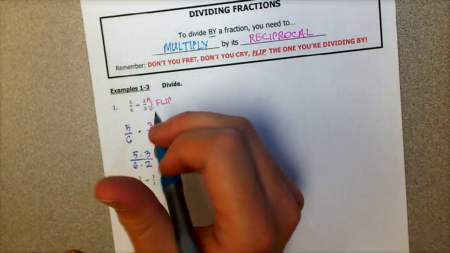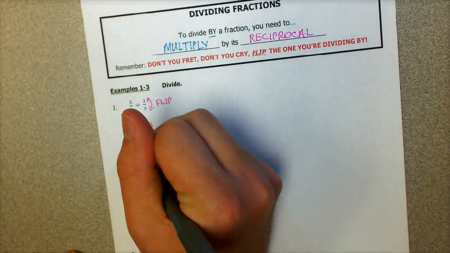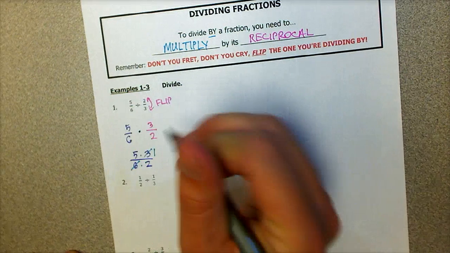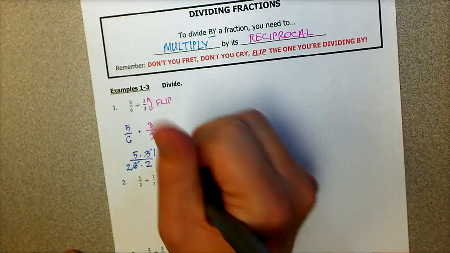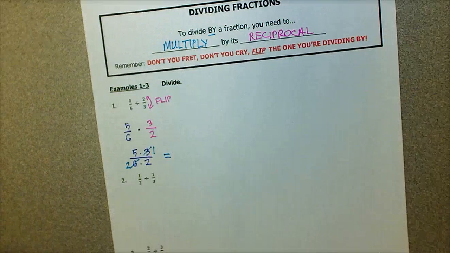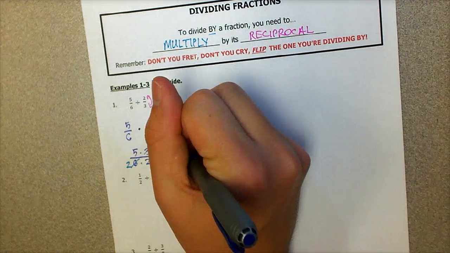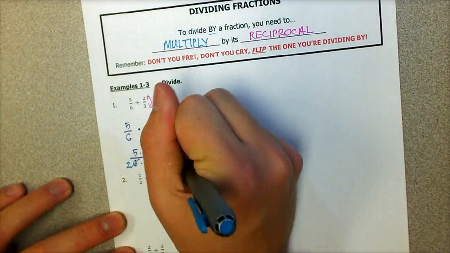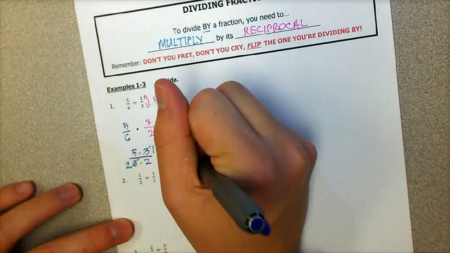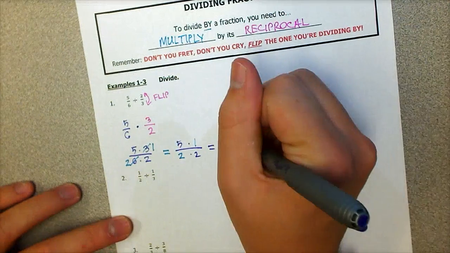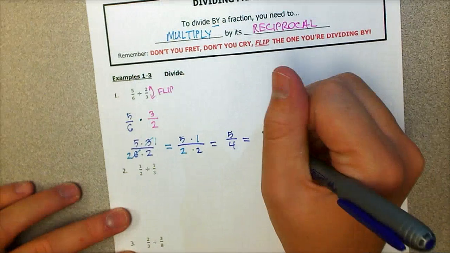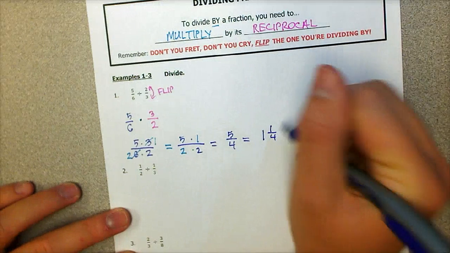We'll look for any opportunities to cancel. I see I have a 3 on the top and a 6 on the bottom, so I can cancel out 3 and 6, but by dividing both of those by 3, I get a 1 and a 2 in their place. So now I have 5 times 1 over 2 times 2. This gives me the fraction 5/4, which becomes the mixed number 1 and 1/4.